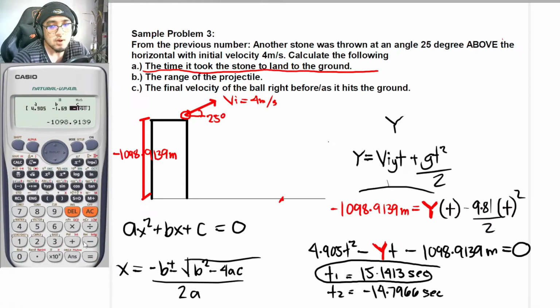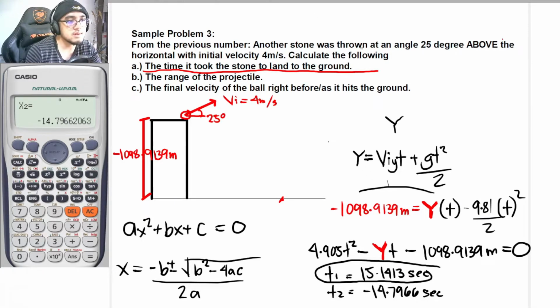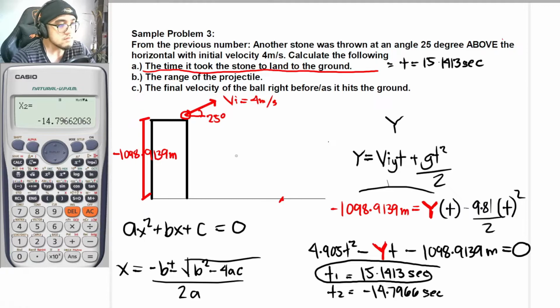So equals, and our answer here would be 15.1413, which is this, and negative 14.7966, which is this. Okay, so with that, we have already solved for the first one. The first one is this time, and our answer here is now equal to, so time is equal to 15.1413 seconds. So there.